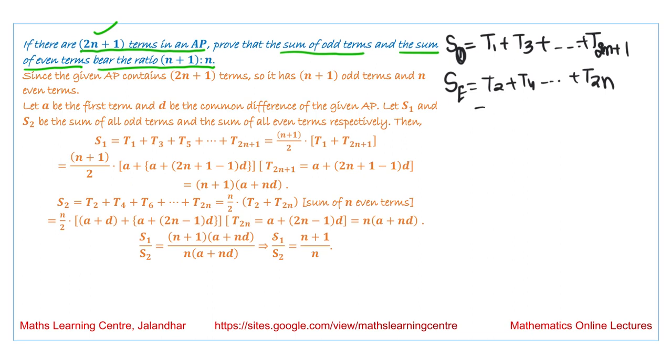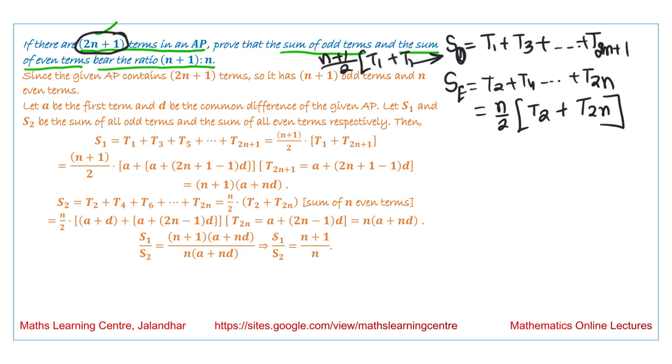We are saying this value is equal to n by 2, the number of terms, since there are 2n plus 1 terms in the AP. So how many even terms will be there? It is n terms. The first term is T2 and the last term is T2n. And for odd terms, the number of odd terms is n plus 1, so n plus 1 by 2 into the first term T1 and the last term T2n plus 1. Now we want to calculate their ratio.